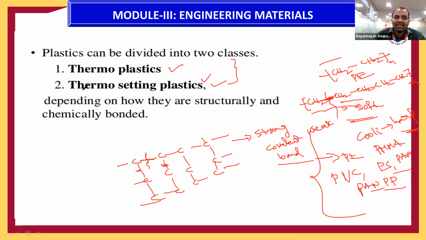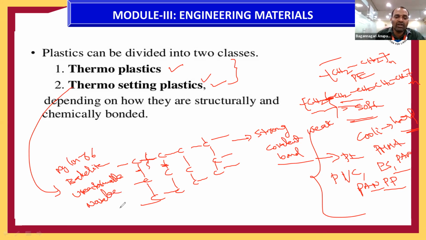The best examples for thermosetting plastics are nylon 66, bakelite, urea formaldehyde, novolac, PET, etc. These all are examples of thermosetting plastics.